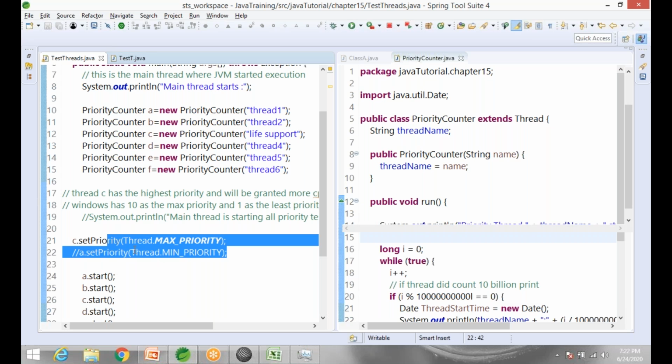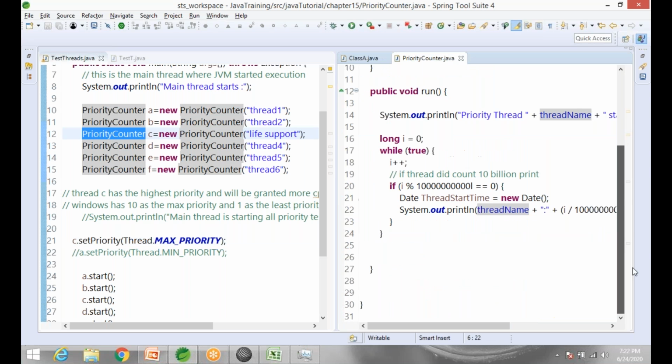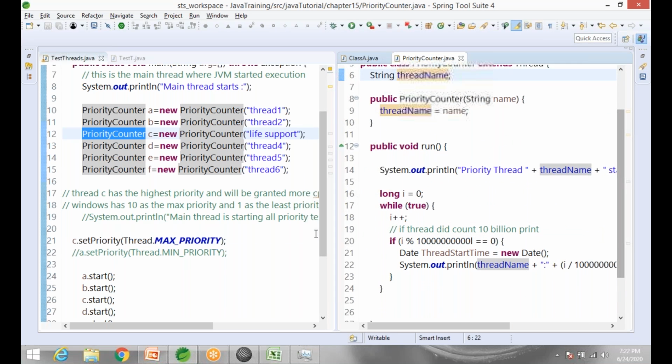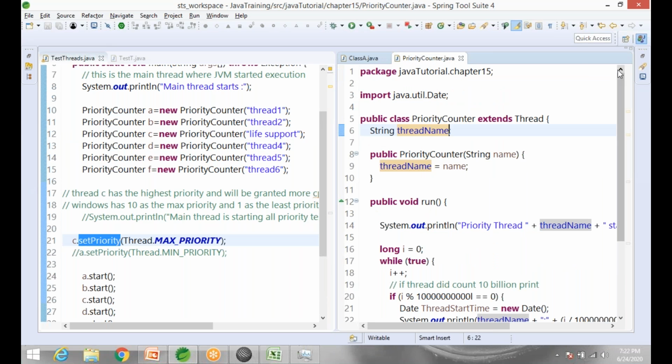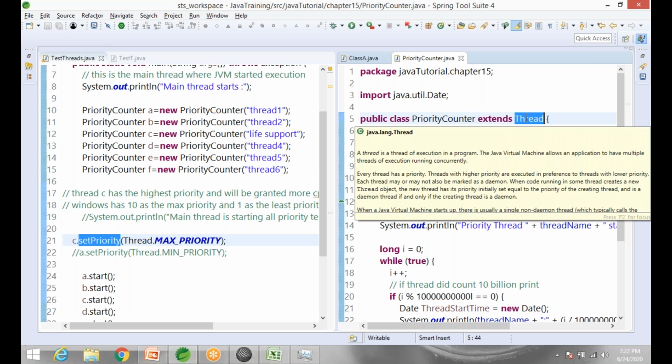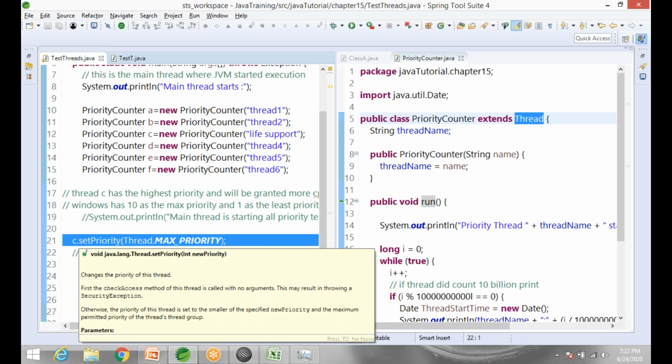So this is a method. Set priority is the method. You don't see set priority in this class, do you? So where is the set priority method coming from? Thread, I guess. From the parent class, thread. The thread program has the set priority method. Just like the start method, set priority is inherited from the thread program. So this is how you can prioritize.